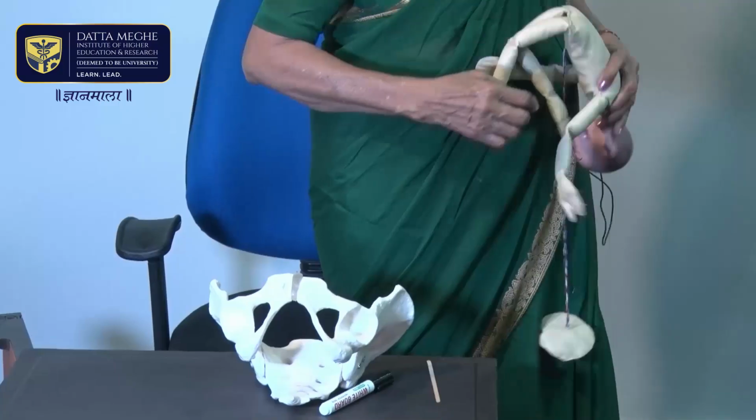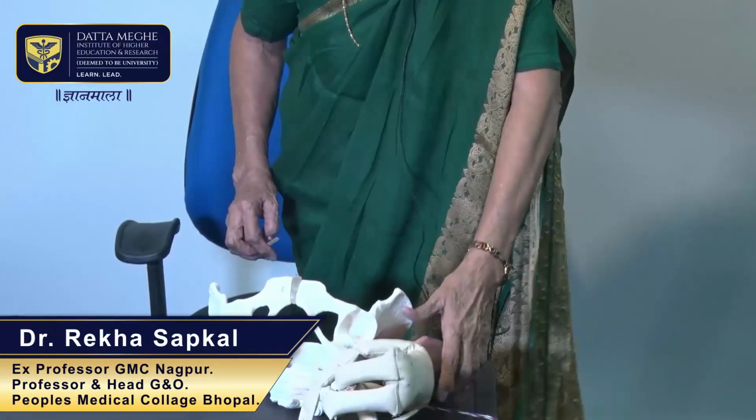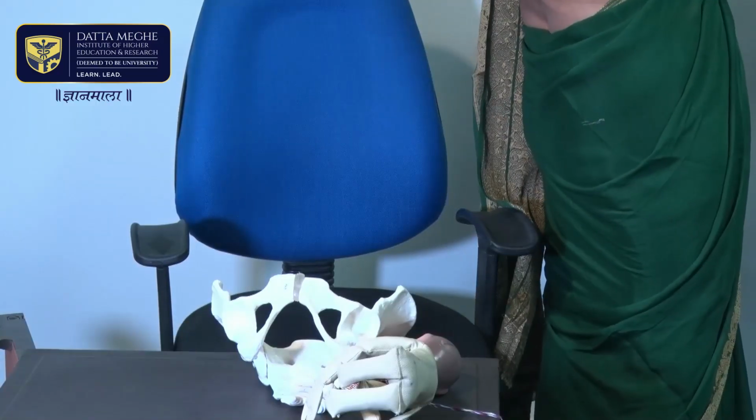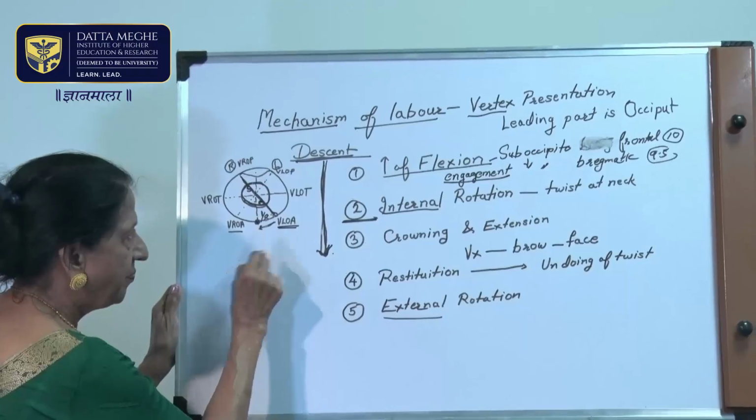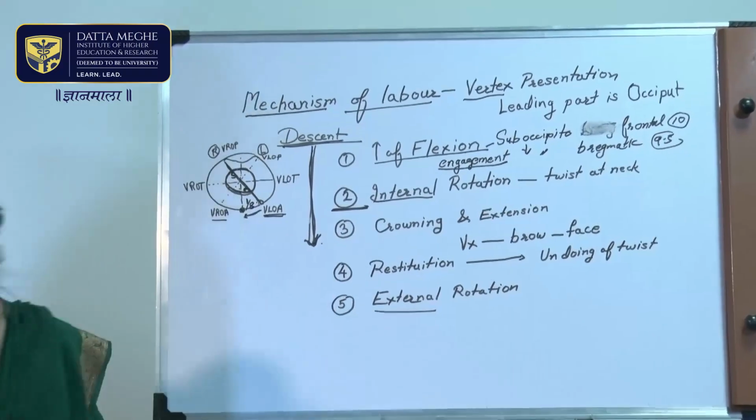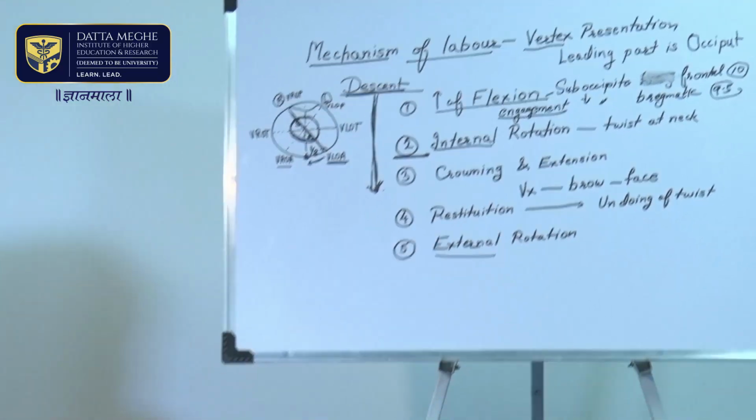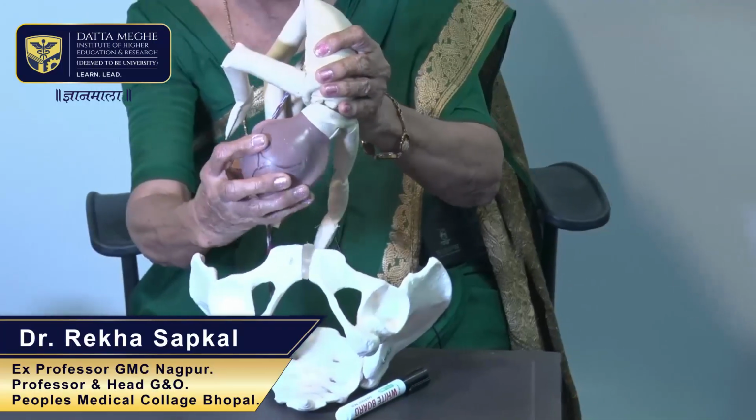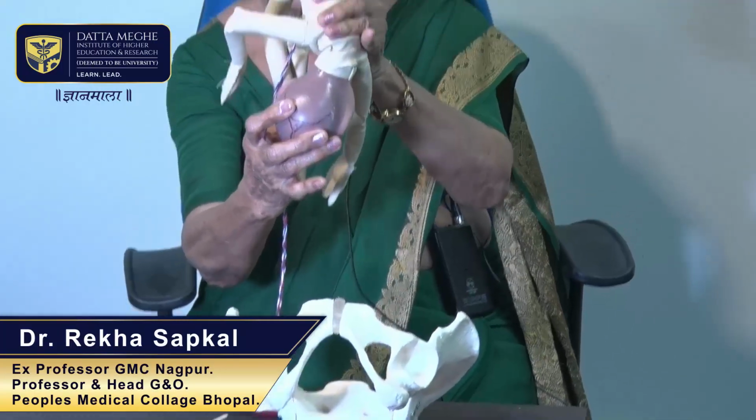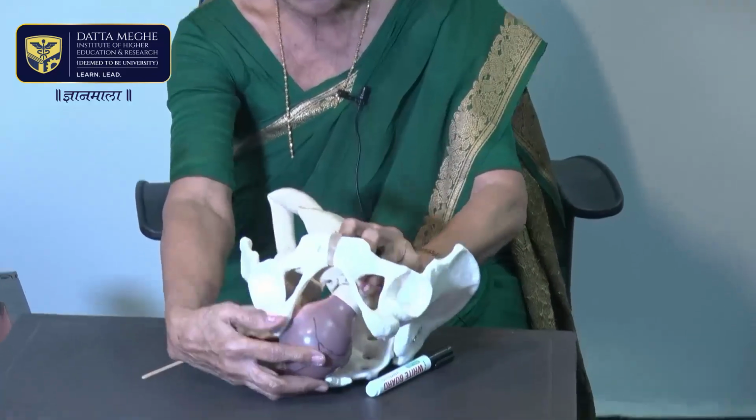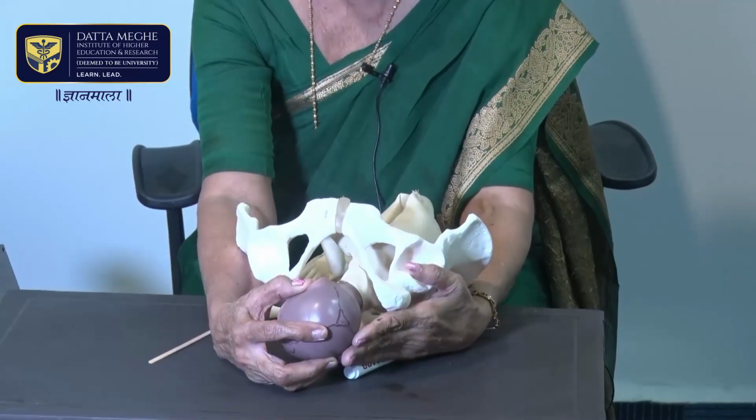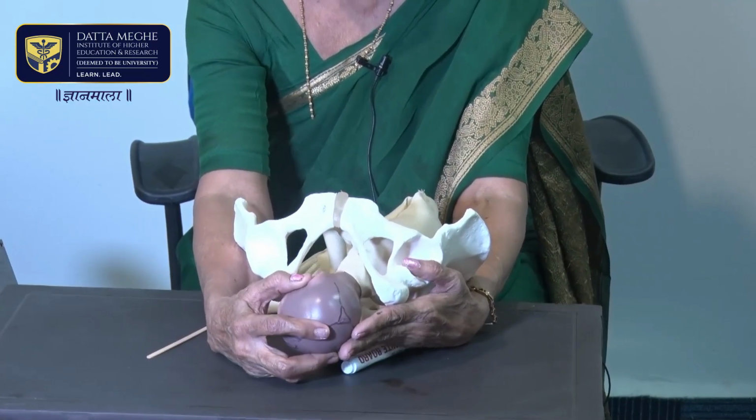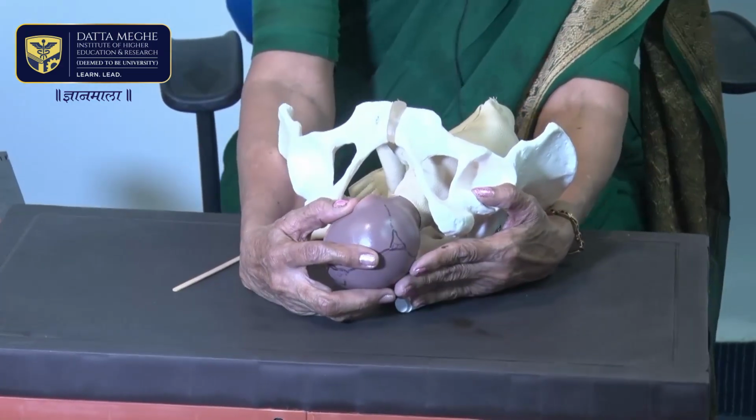So, what do you see here? There is internal rotation of the occiput. With that, from the oblique diameter, internal rotation is there and the occiput comes below the pubic symphysis here. In these cases, when there is internal rotation of the occiput, there is twist at the neck. Where does it occur? It occurs on the pelvic floor, that is in the second stage of labor. When the head descends on the pelvic floor, that time internal rotation occurs.